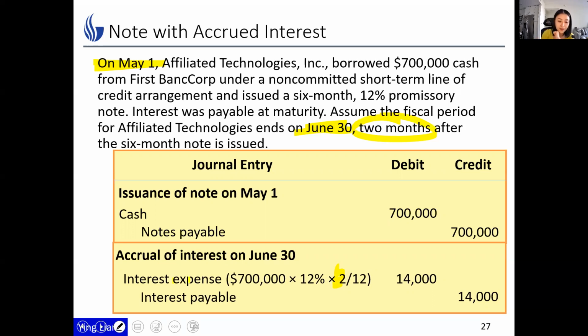We have to put it in expense. That's the whole purpose of adjusting entries. We want to have a correct income statement. On the other side is our accrued liability, called interest payable, for $14,000.